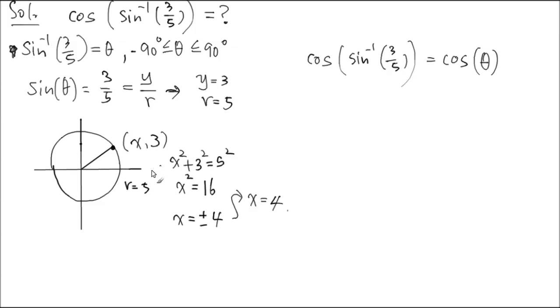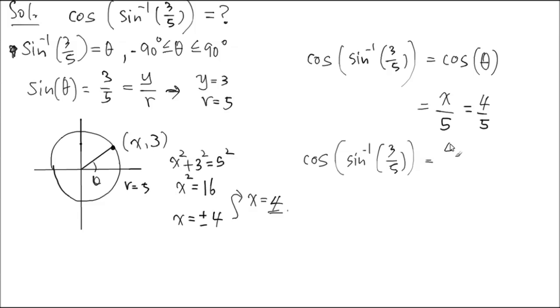What is cosine theta here? That is sketched over here, right? We know sine theta. I sketched everything about theta in here. So what is cosine theta in this description of theta? The x coordinate, right? Divided by the radius. What is the x coordinate here? It is 4, right? So 4 over 5. So the final answer: cosine of sine inverse of 3 over 5 is 4 over 5.